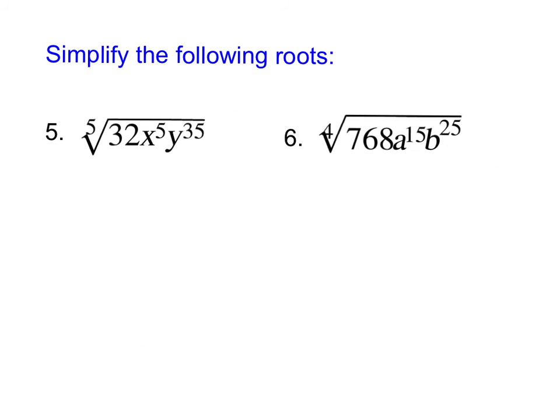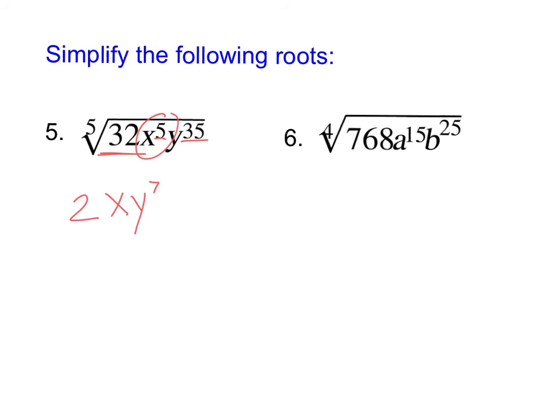All right, so pause and try these. So now this one's actually an easy one. The 5th root of 32 is just 2. The 5th root of x to the 5th is x, right? 5 divided by 5. And the 5th root of y to the 35th is y to the 7th, right? All of these are multiples. Those are both multiples of 5, so it goes in nicely.